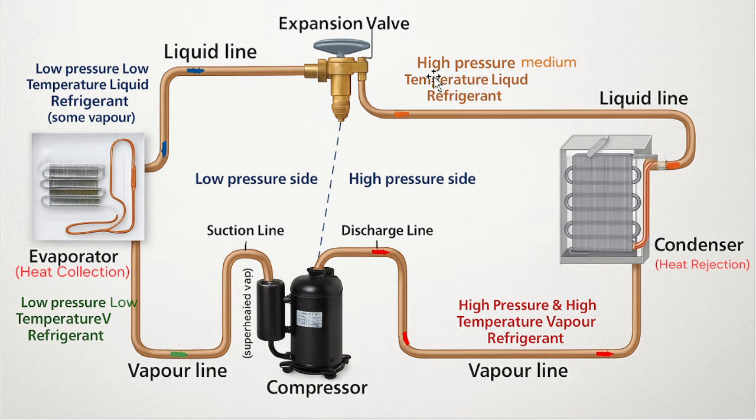So here I have mentioned high pressure, medium temperature, or you can even say high temperature. Okay, you can say high pressure, medium temperature, liquid refrigerant. I am no more going to call it vapor refrigerant. It is now liquid refrigerant. After condensation, the vapor has condensed into liquid. All right. Now next, the liquid refrigerant, this one, passes through the expansion valve.